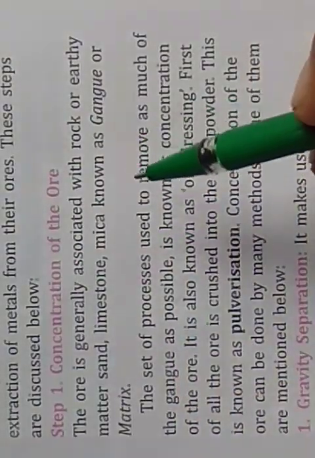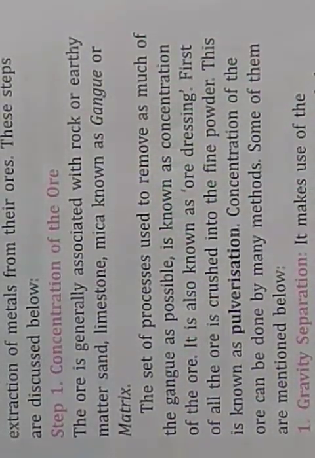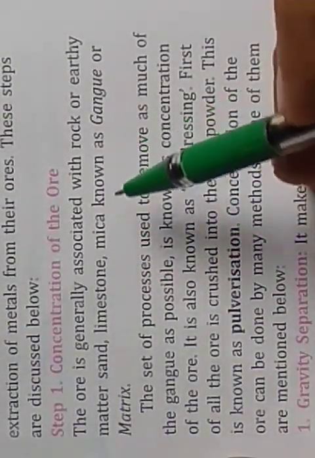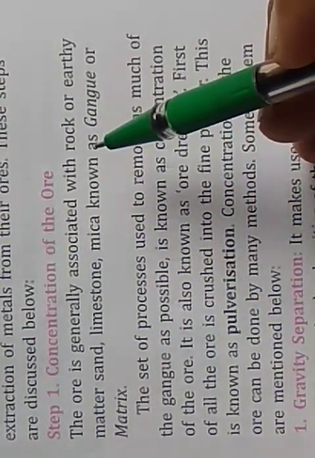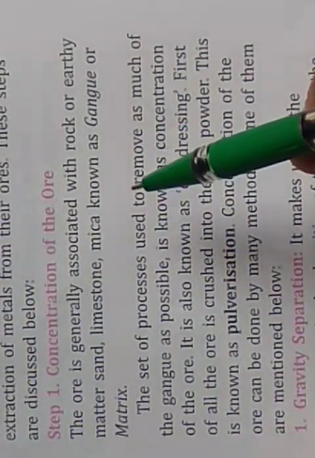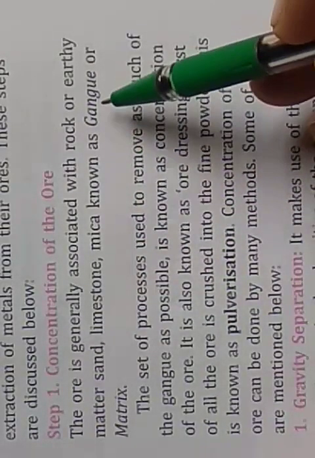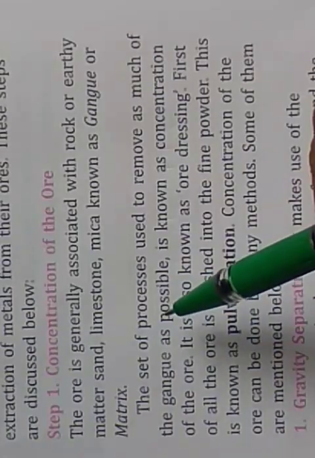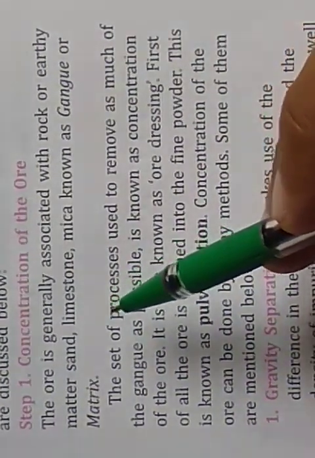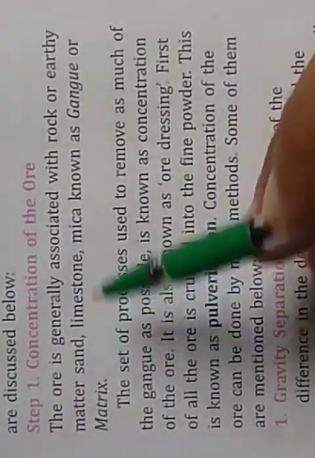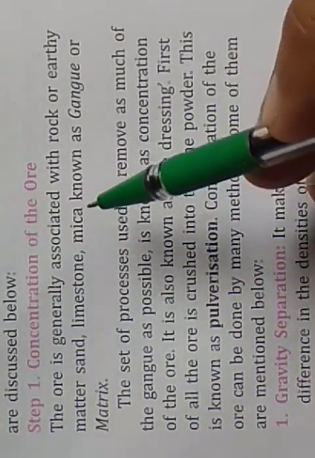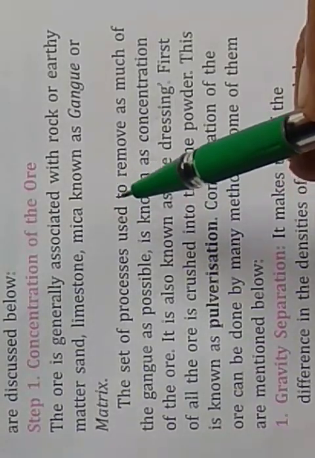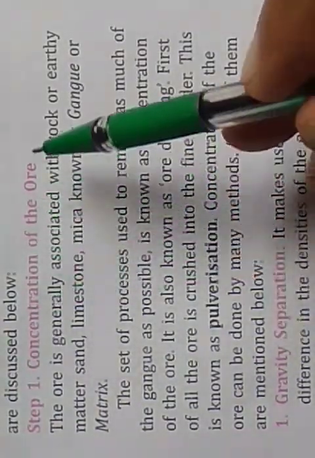Now, concentration of ore. As you know, when we obtain ore from the earth's crust, that ore is associated with many impurities such as rocky, earthy material, sand, limestone, mica. All these associated impurities are called the gangue or matrix. So first, we remove these gangues or matrix from our desirable ores by various processes. These are all known as the concentration of ore.